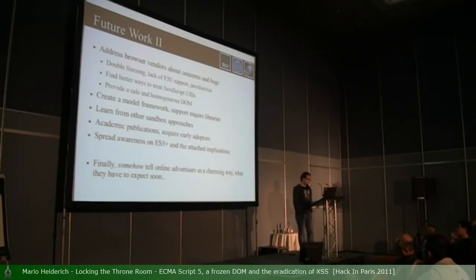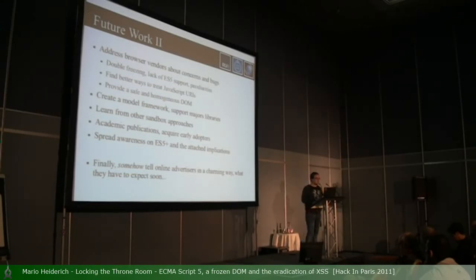There are more academic publications to come, and we hope to be able to spread more awareness on ECMAScript 5 and the attached implications. And finally, and this is one of the most important things here, we somehow have to tell online advertisers what other online advertisers they are sharing advertising slots with are faced with. Like this whole object overwriting and object freezing thing is a catastrophe for online advertisers because they can cheat on each other like hell. Like there's no way they can control anymore that the properties they are working with are really the properties they think they are working with.